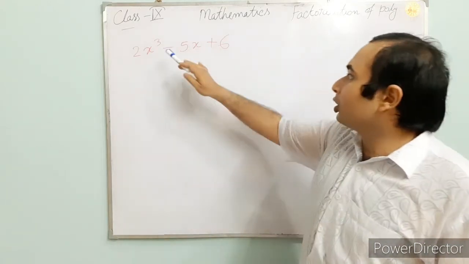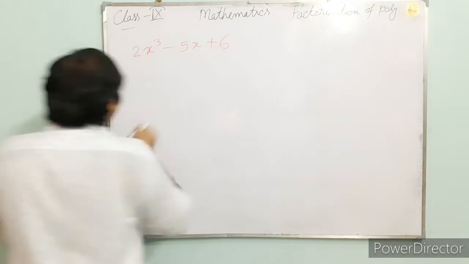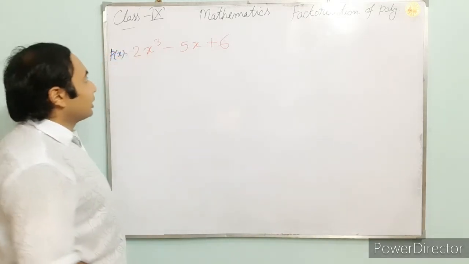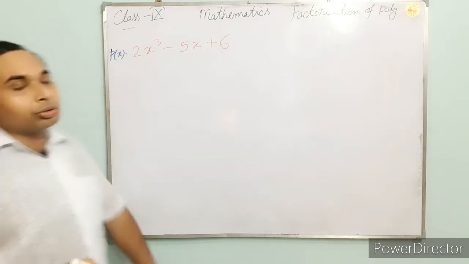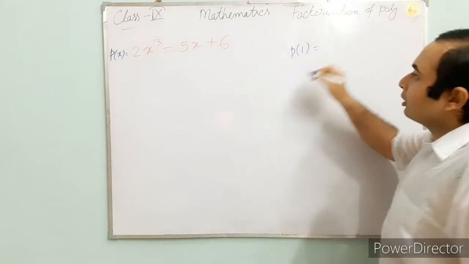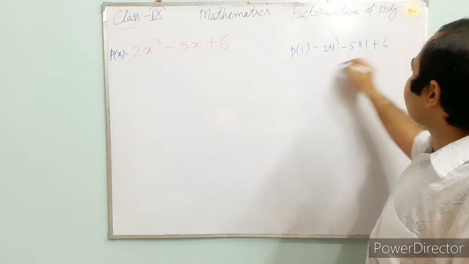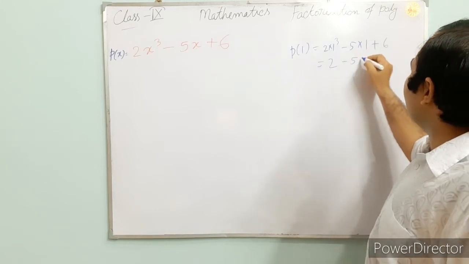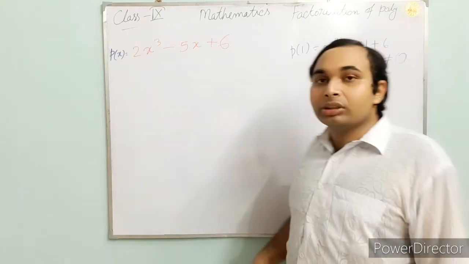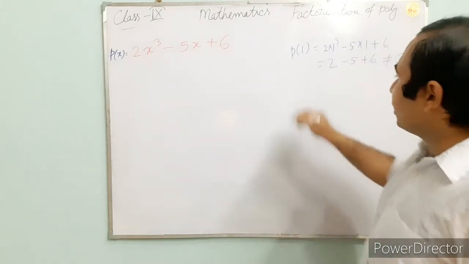Next example, 2x cube minus 5x plus 6. So again let us do that process whatever I have told. Let it be px. So when it is px, we have to do the trial and error method. So p1, what is it coming? 2 into 1 cube minus 5 into 1 plus 6. So it is coming 2 minus 5 plus 6. It will definitely not be equal to 0. Our motto is to find 0. Our target is that one. So P1 has been cancelled.